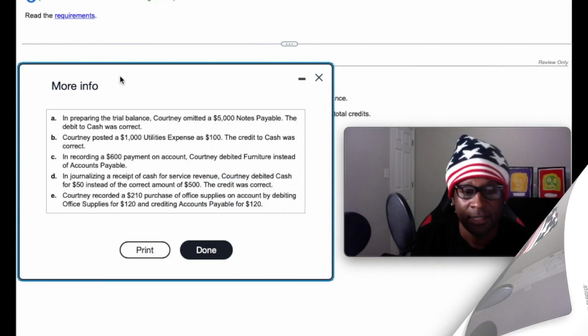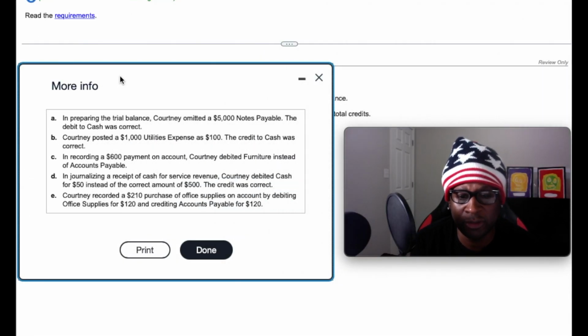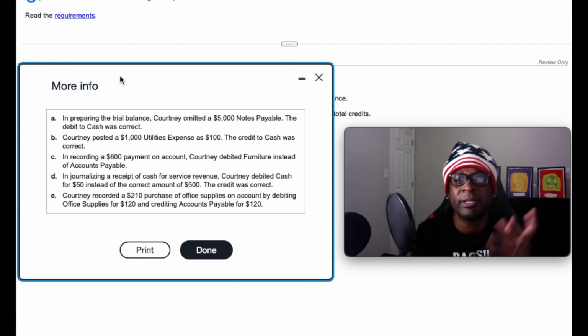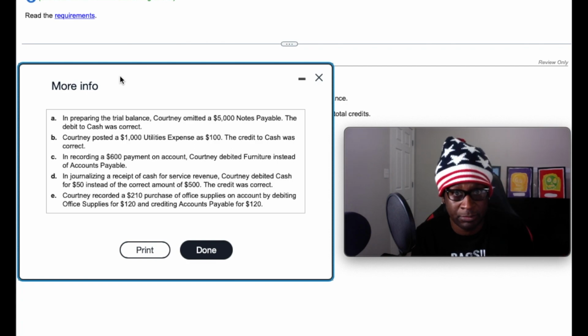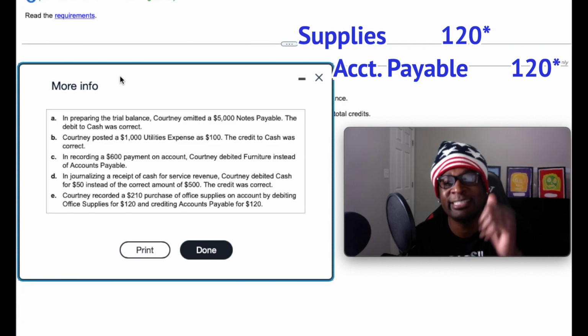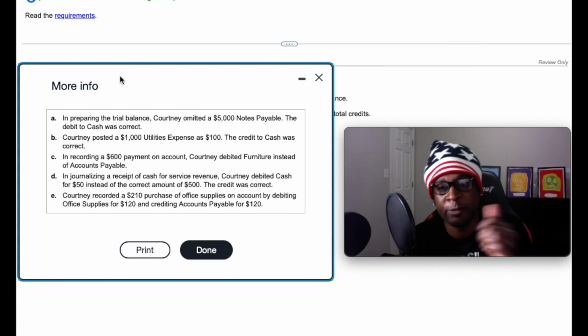Well done, gang. E tells us Courtney recorded a $210 purchase of office supplies on account by debiting office supplies for $120 and crediting accounts payable for $120. Okay, gang, so what's going on with this one? She was supposed to record purchasing office supplies on account, which means she's going to debit office supplies and credit accounts payable. Basically, what she did was she increased her office supplies at an amount lower than what it should have been, as well as increasing her liability accounts payable at an amount lower than what it should be.